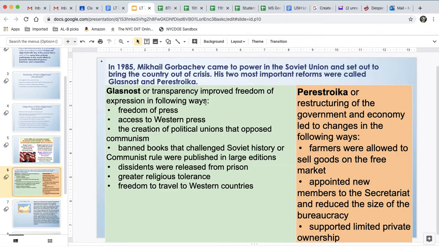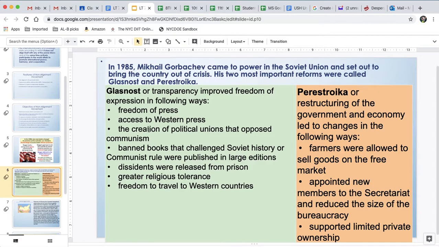Glasnost is a reform that loosened the reins, or the tight grip, that the government has on its people, and they do it in ways such as freedom of the press. They're allowing news to be reported in real time without being influenced. Access to the Western press: now the Soviet Union is starting to access media outlets from different countries.